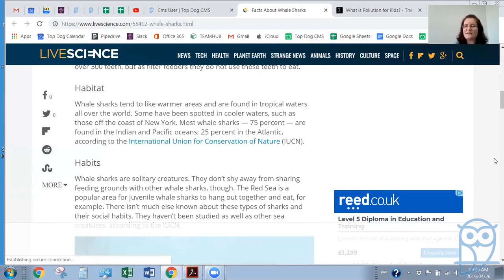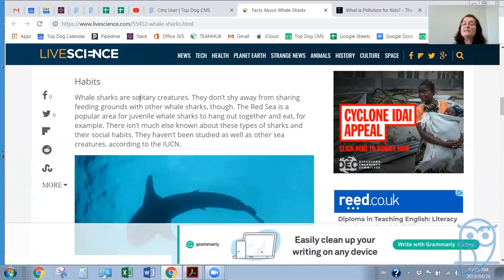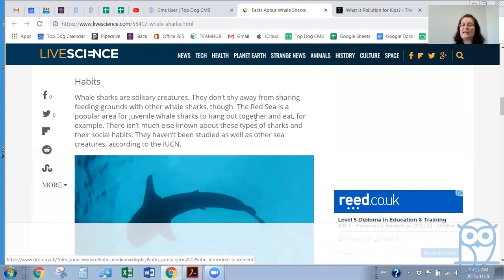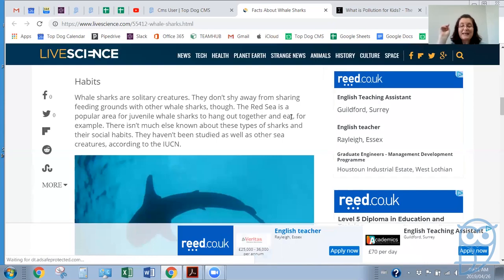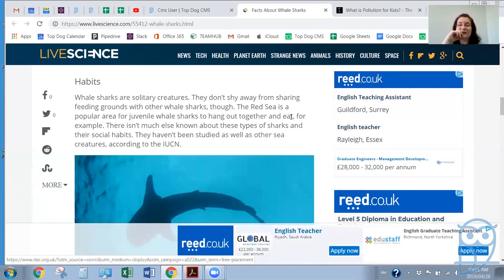So that's habitat. Now, habits. Whale sharks are solitary creatures. They keep to themselves. They don't shy away from sharing feeding grounds with other whale sharks, though. The Red Sea is a popular area for juvenile, for young whale sharks to hang out together and eat. Now, what about this phrasing here, hang out together and eat? Would that be acceptable or not in a magazine article?